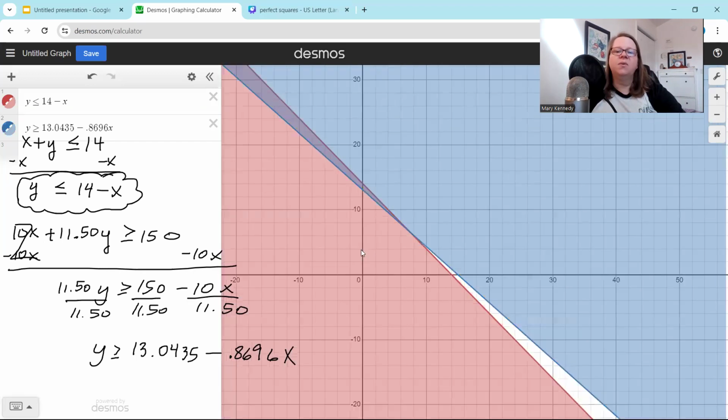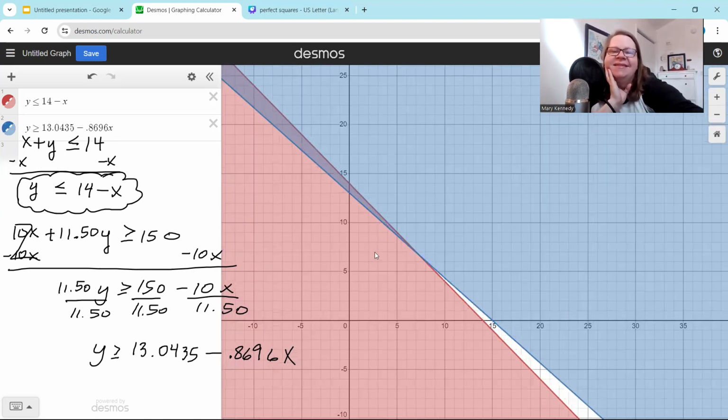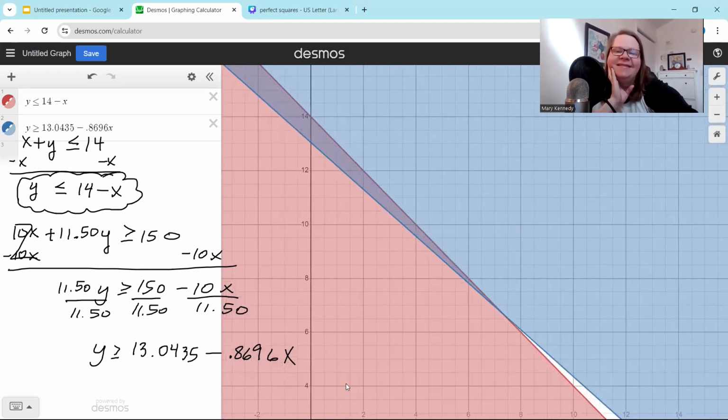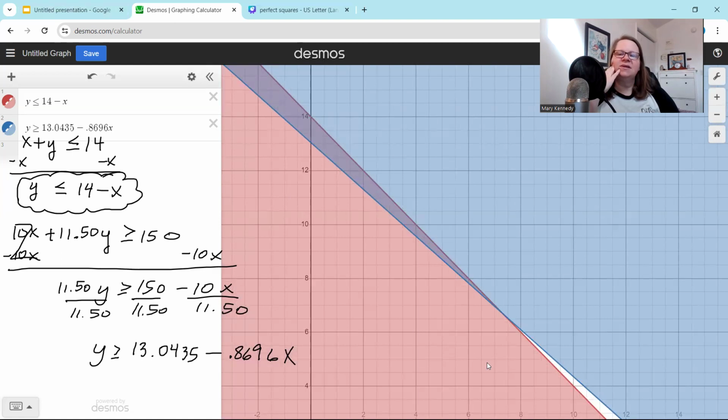We have a very narrow window. Maya does not have tons of options, right? If she wants to keep her work hours low, but make a certain amount of money, it's pretty tight right here. So let's zoom into that and see. Remember that X was the bakery hours. So let me write that down. X is the bakery. And remember, this is our x-axis over here, and our y-axis up here is the florist.